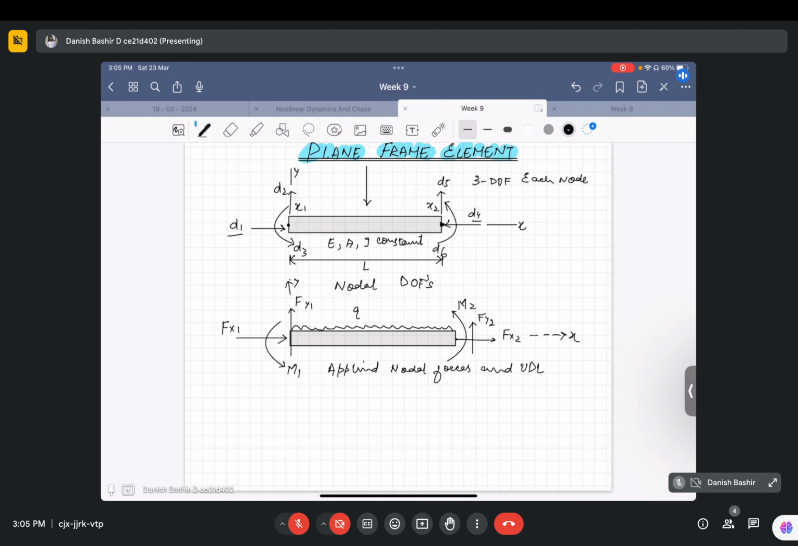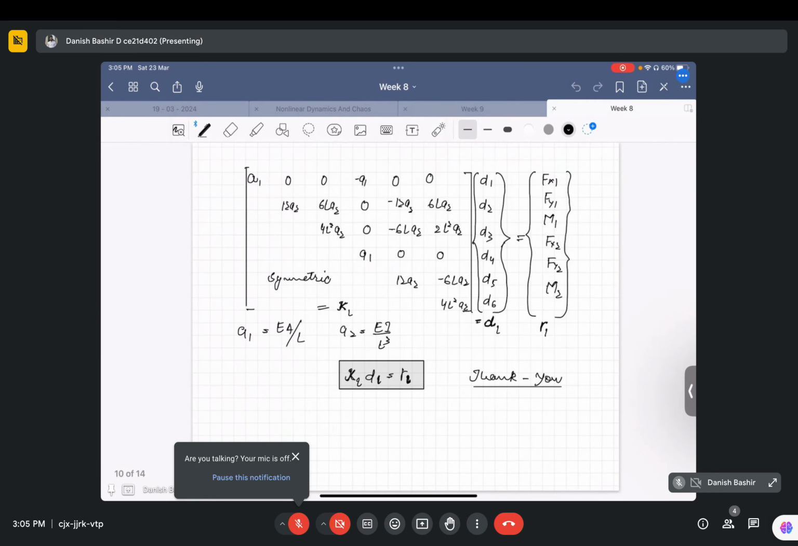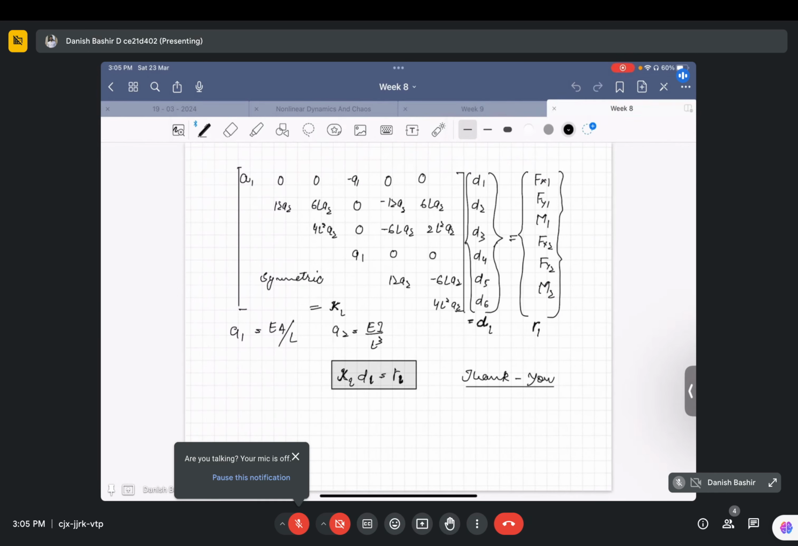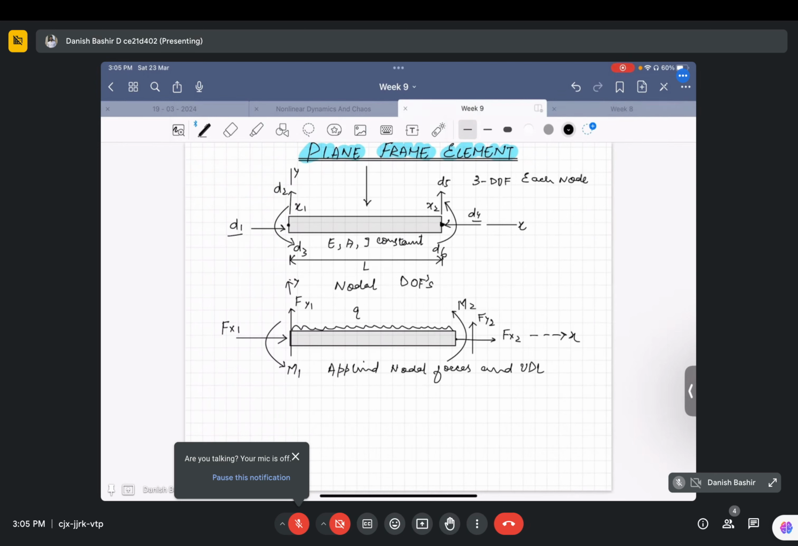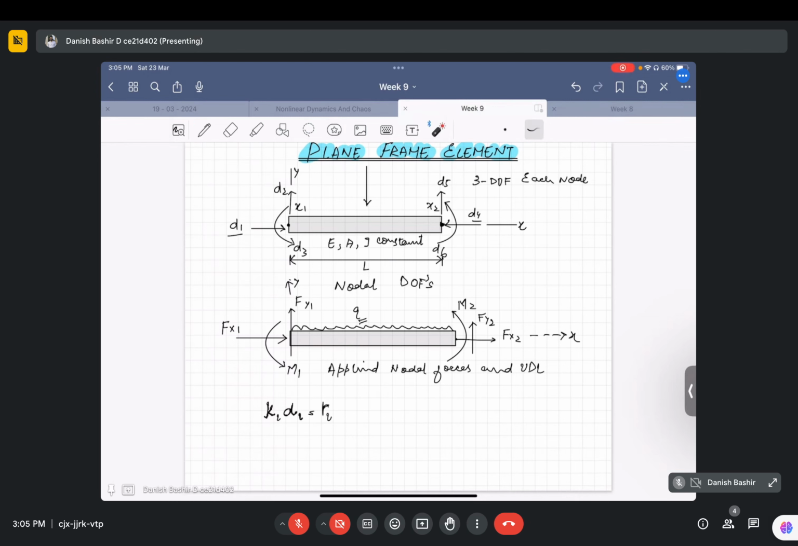In this we saw our equation was coming out to be KL DL is equal to RL. So we got finally this one: KL is the stiffness matrix in local coordinates, DL is the vector of the degrees of freedom, and RL is the force vector. We had assumed that it is having a uniformly distributed load over it.